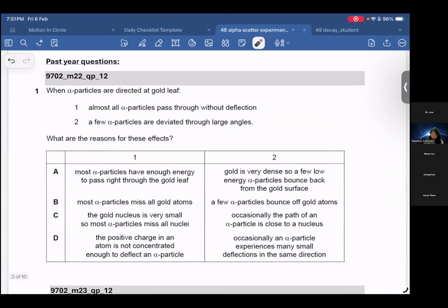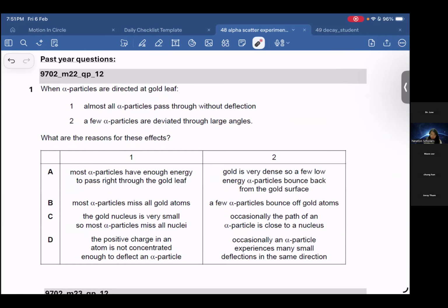Okay, this is the 2022 question. When alpha particles are directed at gold leaf, number 1, almost all alpha particles pass through without deflection. Number 2, a few alpha particles are deflected through a large angle. What are the reasons for this effect? Okay, 20 seconds now. Can you try? Then type your answer and let me know. Read all the questions, A, B, C, D. Then read all the answers. Then after that, you choose.